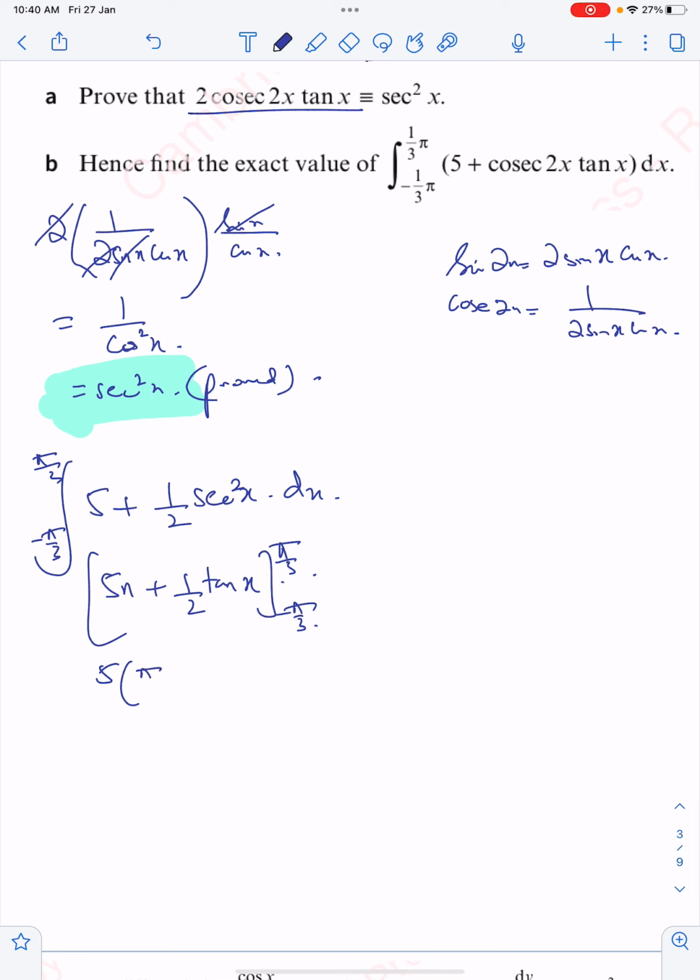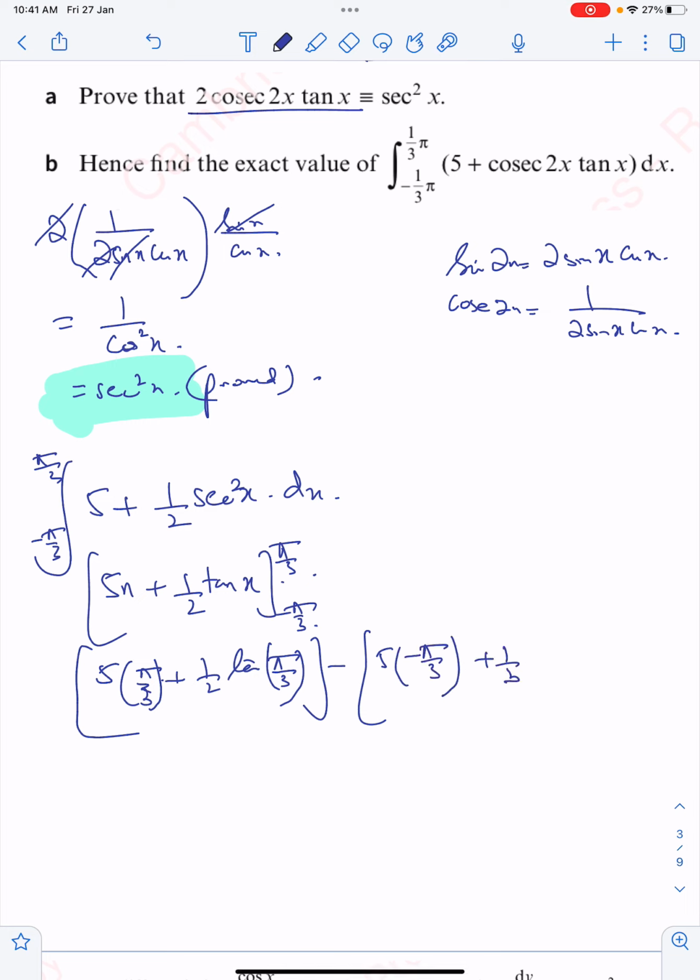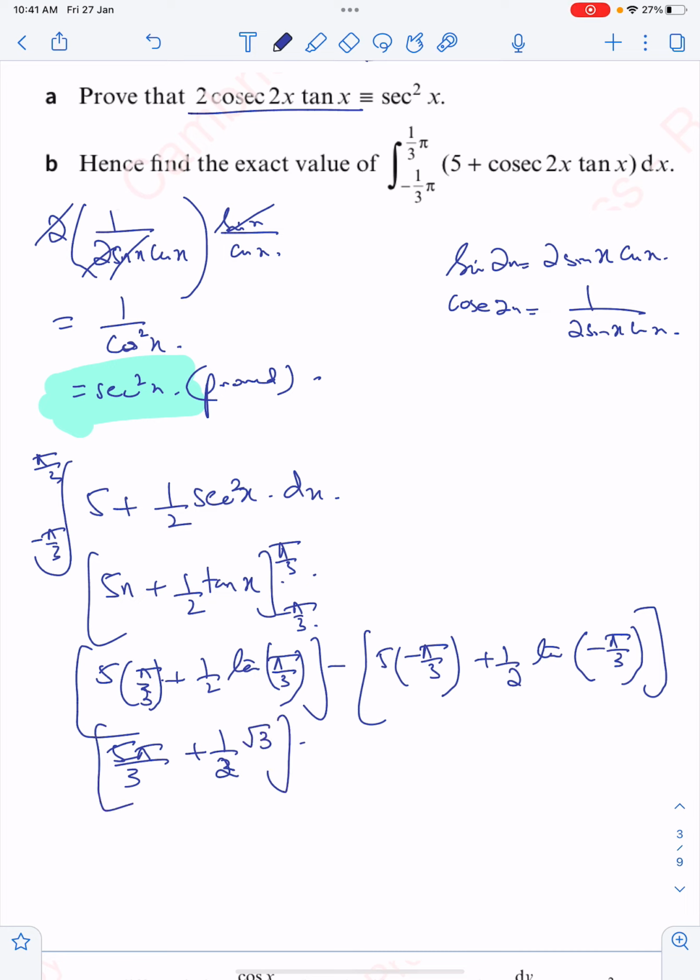Okay, 5 into pi by 3 plus half tan of pi by 3, this is the first bracket, minus 5 into negative pi by 3 plus half into tan of negative pi by 3. Okay, let's simplify this. This will become 5 pi by 3 plus half. Tan of pi by 3 is root 3, minus 5 pi by 3 minus half. Tan of negative pi by 3 is going to be negative root 3.